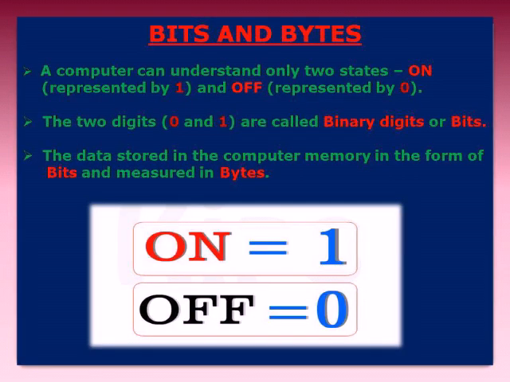Now understand what are bits and bytes. A computer can understand only two states, on and off. On is represented by 1 and off is represented by 0. The two digits 0 and 1 are called binary digits or bits. The data is stored in computer memory in the form of bits and measured in bytes. So on equals 1 and off equals 0.